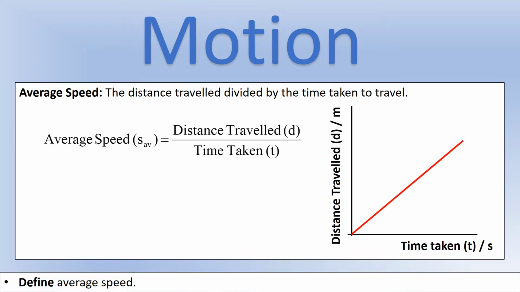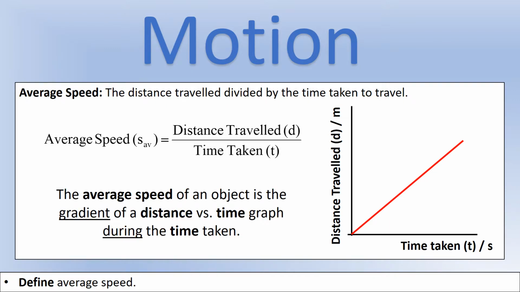So first thing, average speed is the distance traveled by an object divided by the time it takes to travel that distance. Another way of putting that is that the average speed is the gradient of a distance versus time graph. Because for the gradient, the change in y would be the distance it's traveled, and the change in x would be the time it's taken. So we can see the gradient will be equal to the average speed for that section there.